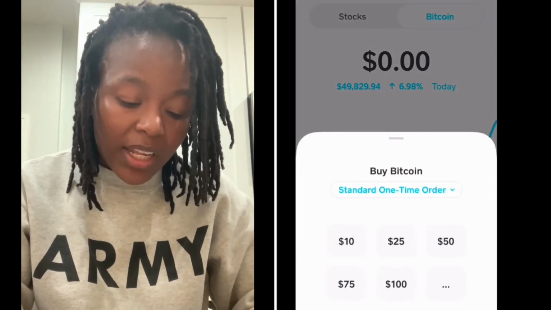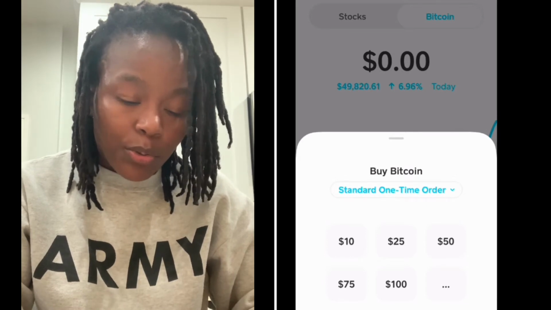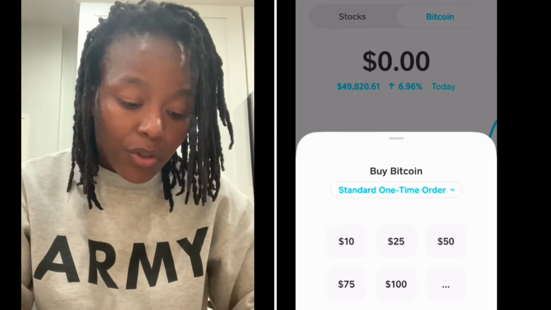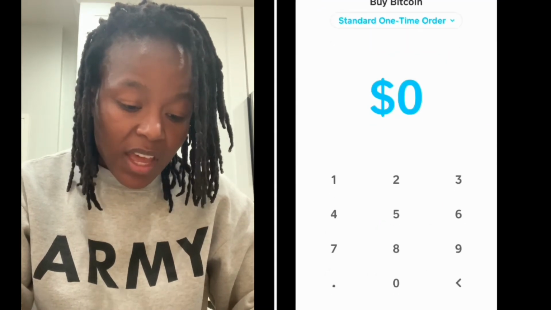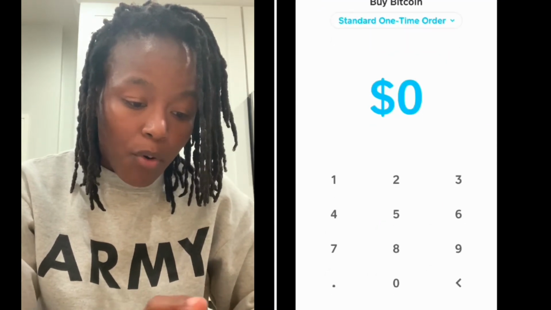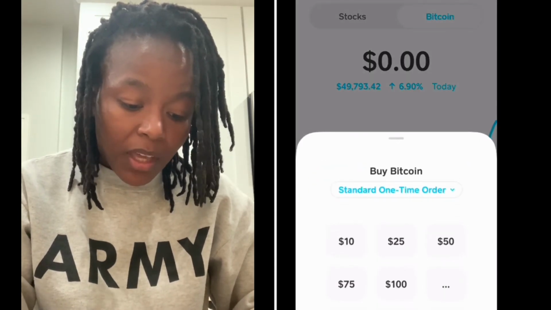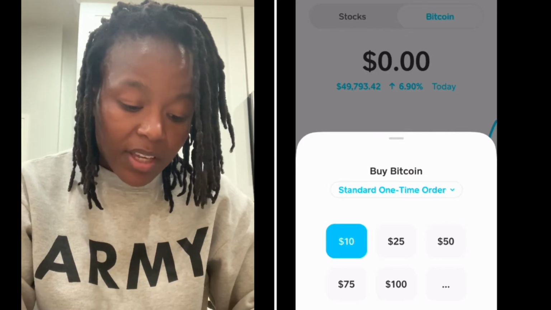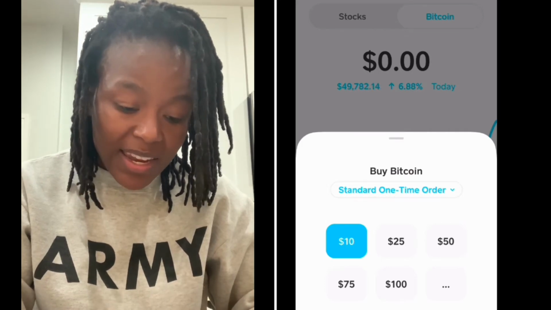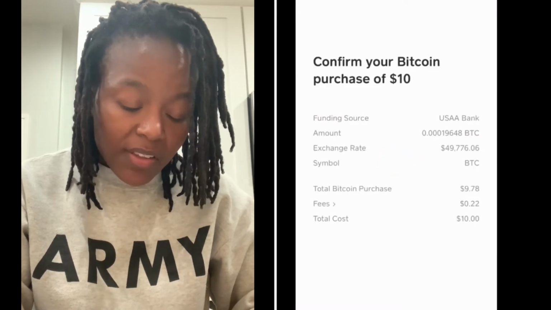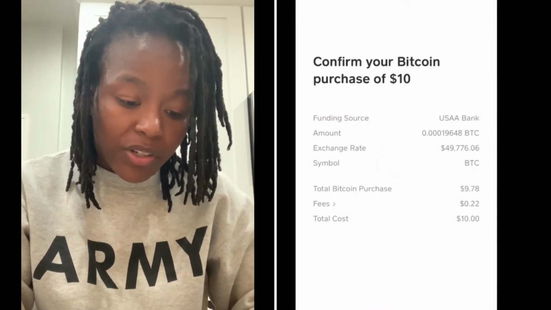And then it allows you to choose how much you want to buy. Do you want to buy $10? Do you want to buy $25, $50? And you can buy more if you like. But right now, I'm going to hit the buy. I'm going to hit $10. Then you go down and hit next. Then you wait. And so confirm your Bitcoin purchase of $10 for $10.